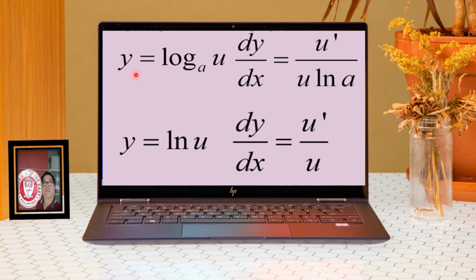The first: y is equal to the logarithm of u to the base a. dy/dx is equal to u prime over u times ln of a.